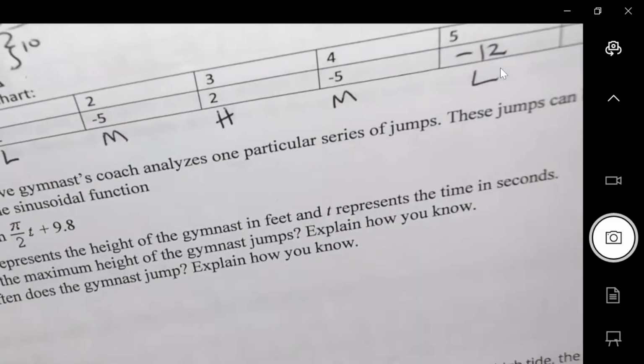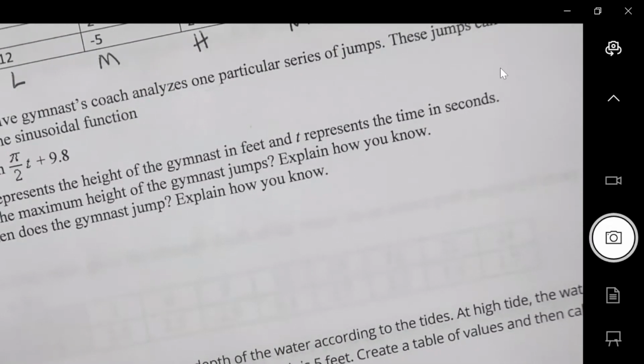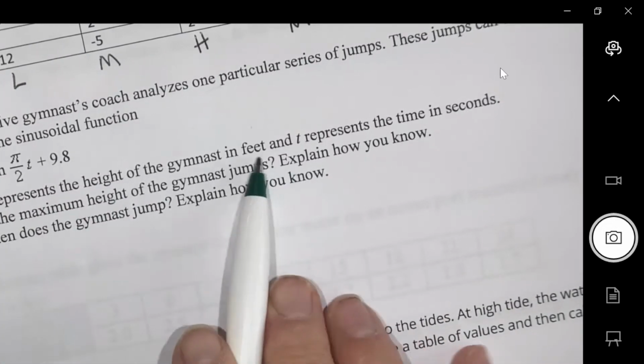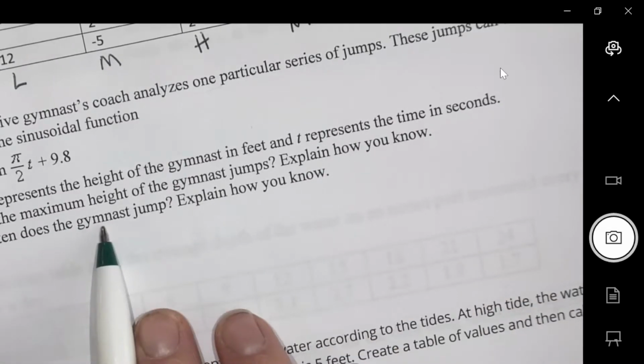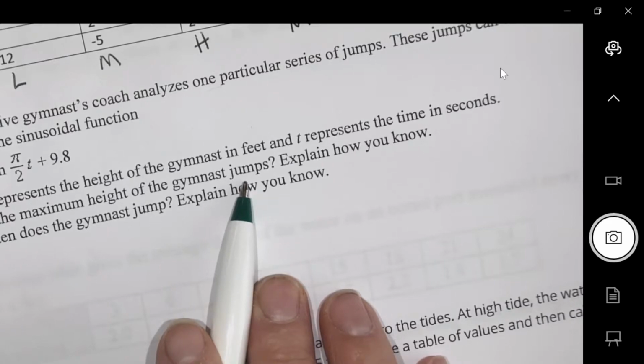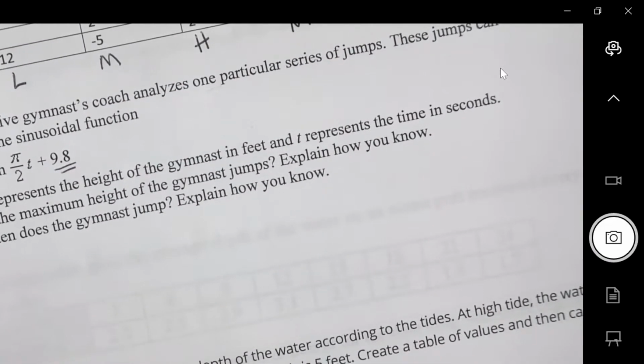Okay, we have a gymnast doing some jumps, and this is the equation. So we have height in feet and time in seconds. What is the max height the gymnast goes? What is the max height? So I'm actually not even going to use my calculator. What is the representation of that and that? What do those things even mean?